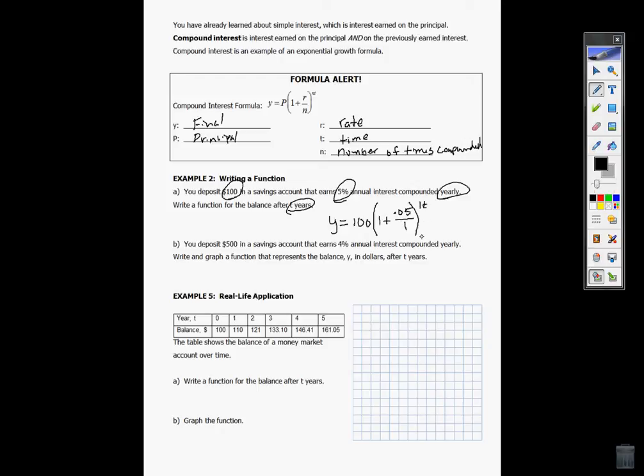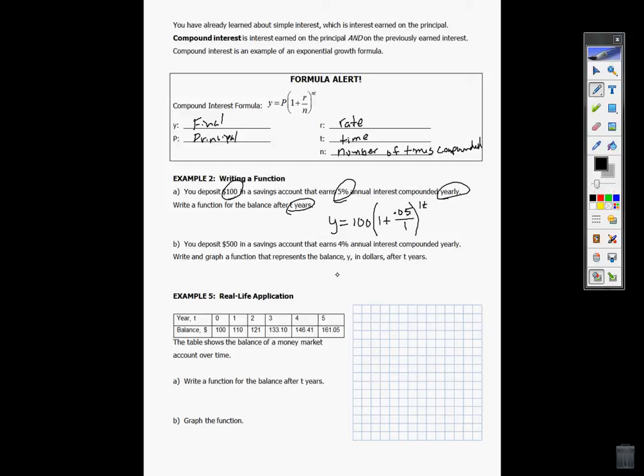And that is our equation. Now, part B asks us, we deposit $500 into a savings account that earns 4% annual interest compounded yearly. Write and graph a function that represents the balance y in dollars after t years.